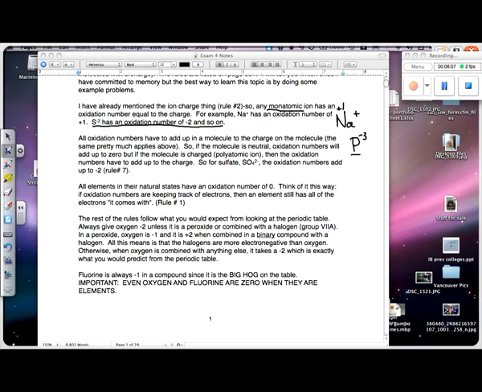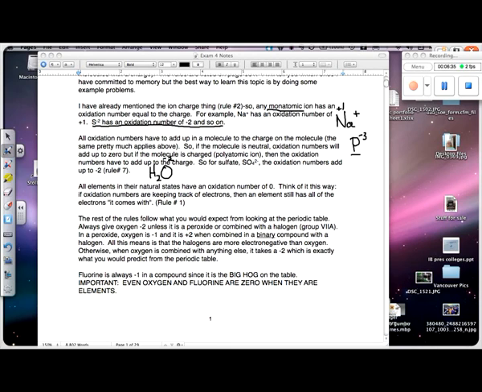But if the molecule is charged, like a polyatomic ion, then the oxidation numbers have to add up to the charge. Okay, so let's do one without a charge and one with. H2O, no charge on this molecule. Now, hydrogen and oxygen are pretty predictable. Oxygen is what you would predict from the periodic table when it's in a compound. So yes, it is -2 for an oxidation number.